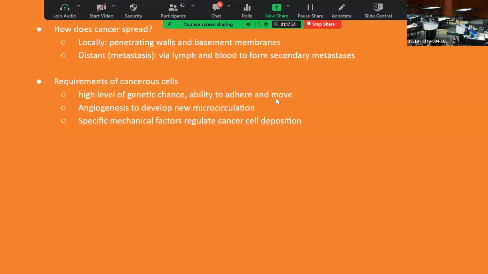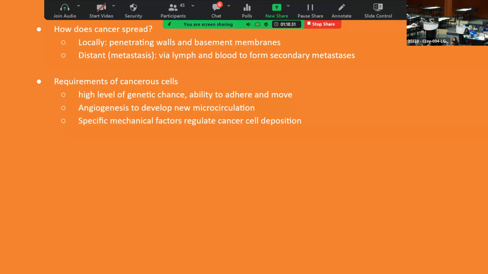So C. Okay, it's important that you know how cancer can spread. Locally, it can spread between walls and basement membranes, but it can also metastasize. That's via the lymph system, via the blood system, and forms secondary cancers in other places in the body. And there are different requirements of cancerous cells. First, high-level genetic change, ability to adhere and move, angiogenesis to develop new microcirculation, and specific mechanical factors also regulate cancer cell deposition.